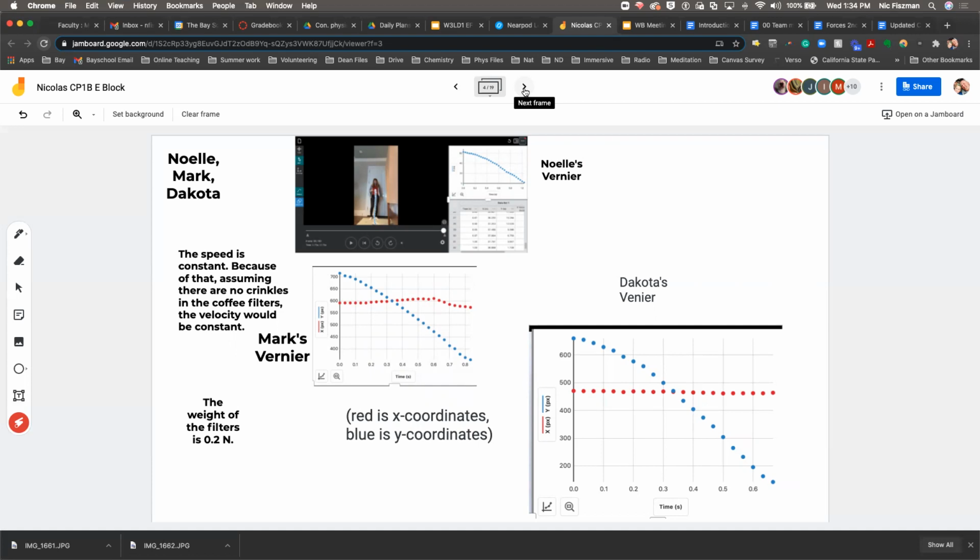Mark, anything to add? Well, we got a weight of 0.2 newtons, which is slightly more than some other groups. We may have rounded differently. We may have inaccurately measured. But either way, I think we're around the right area. And also for some reason, Noel's graph measured both X and Y for one line, but Dakota and I's graphs each measured X and Y separately. Oh, no, I just took one of them out. I took the red one out. Yeah. So that's an option, right?